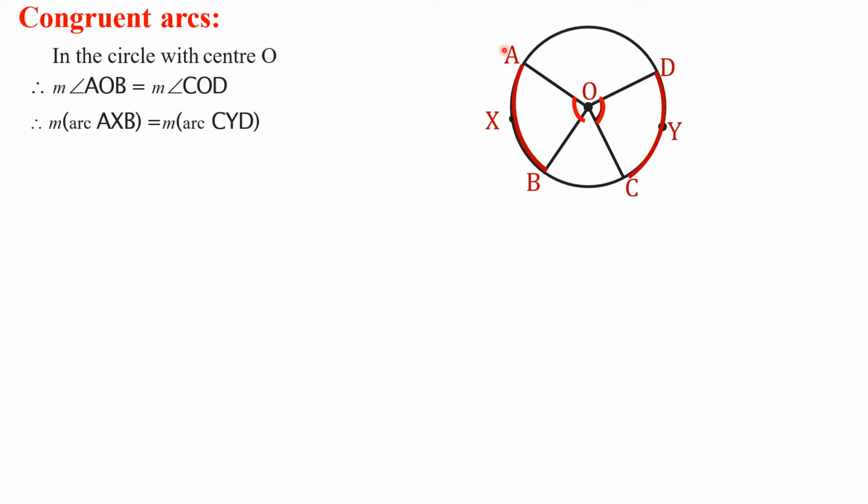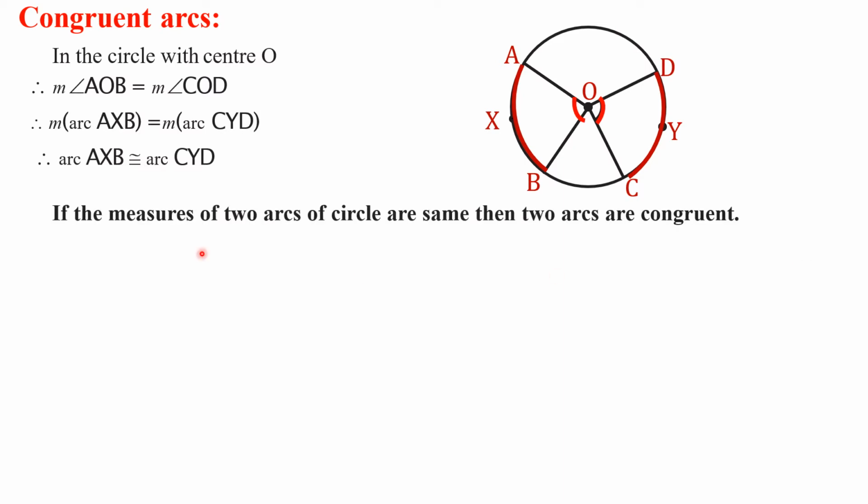If the measures of these two arcs AXB and CYD are equal, therefore arc AXB is congruent to arc CYD. Here, if the measures of two arcs of a circle are the same, then the two arcs are congruent. Now we see activity 1 and 2.